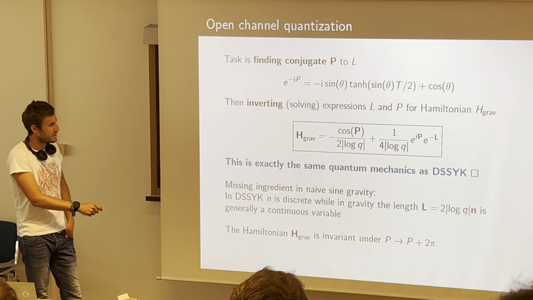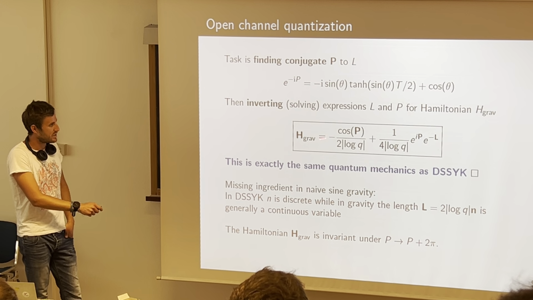But we can also decide to gauge this symmetry, and considering a periodic variable for the momentum is equivalent to projecting the length to discretized variables, because periodically identifying the conjugate means projecting the other variable to discretized values. And in this way, we exactly recover the spectral density of the DSSYK. So gauging sine dilaton gravity is equivalent to DSSYK. And of course, since we are going from a continuous length Hilbert space to a discretized length Hilbert space, there are a lot of states that are projected out of the physical Hilbert space. And this explains why the entropy profile goes down in this way.